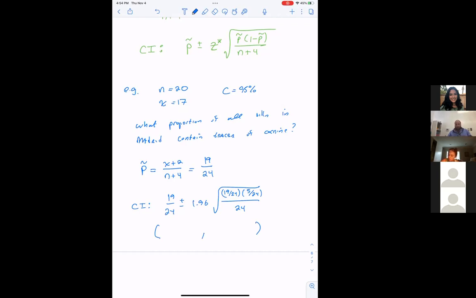So what do we get? I did mine on the calculator, and I got 0.69351 and then 1.0065. Well, let me ask you a question. What did you put into your calculator as your values? I put the 17 and the 20. But those are, it's the 19 and the 24. That's it.